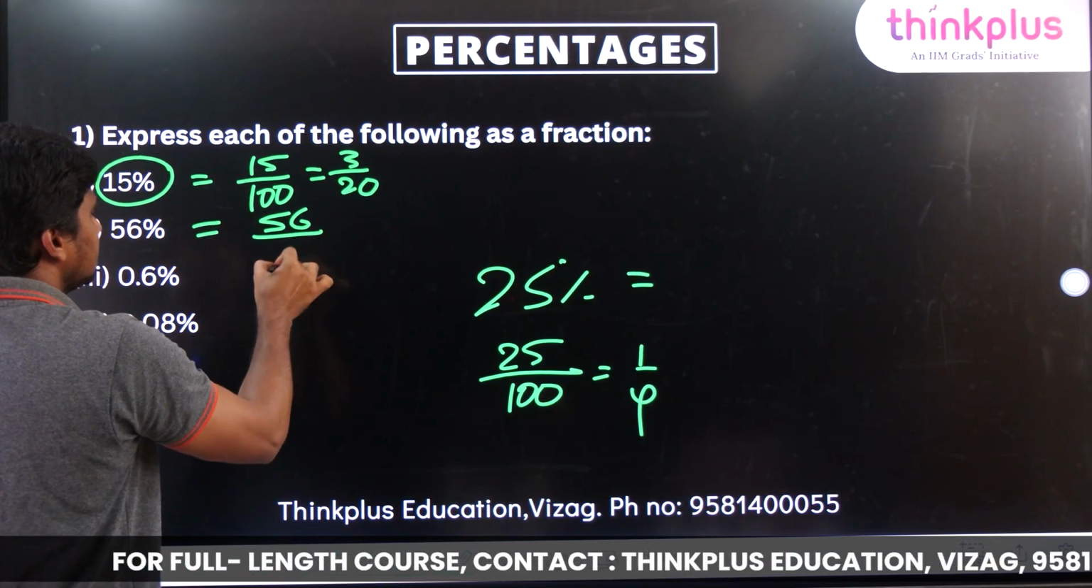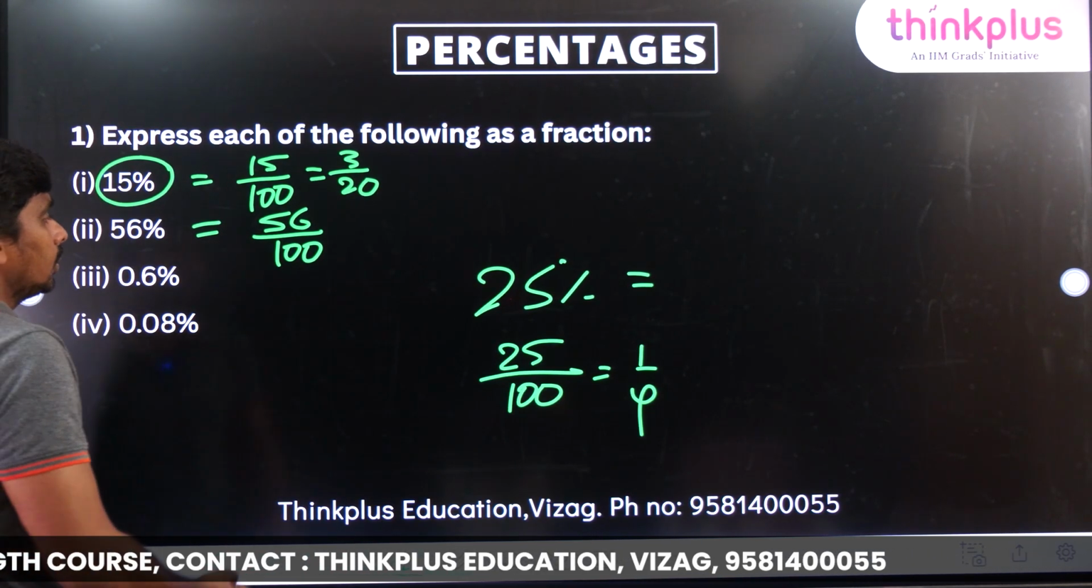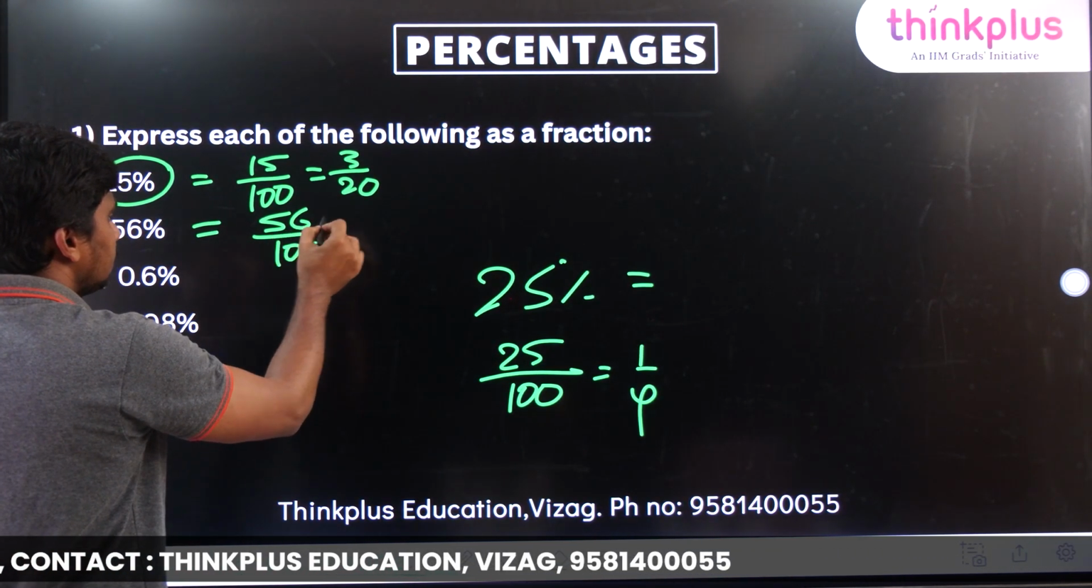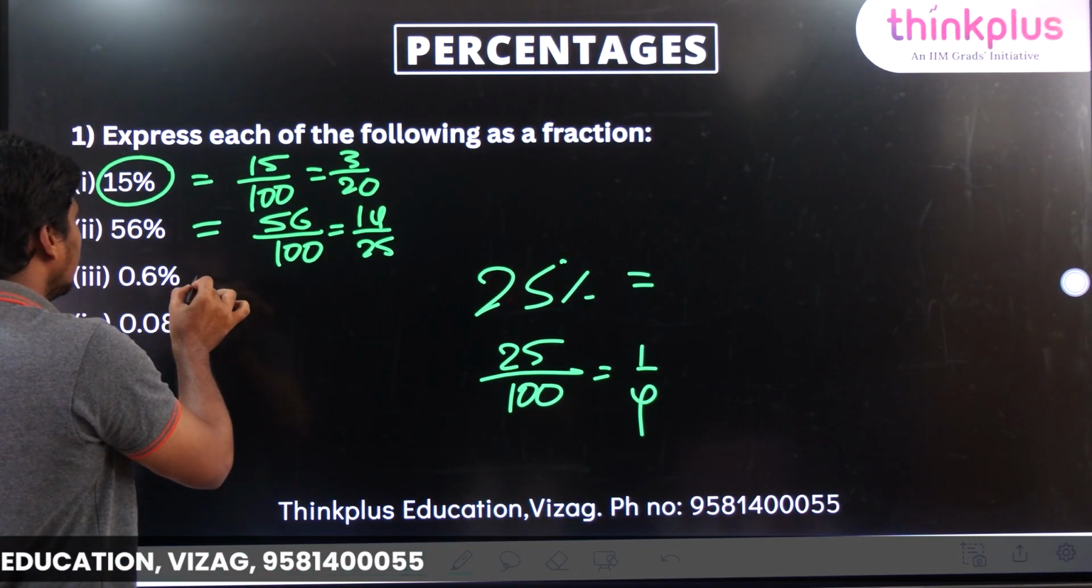56 percentage, 56 by 100. So look, basic calculation also plays a role. 56 by 100, what can I cancel here? Shall I cancel 4? If I cancel 4, 14 by 25. 4 14s are 56 and 4 25s are 100.